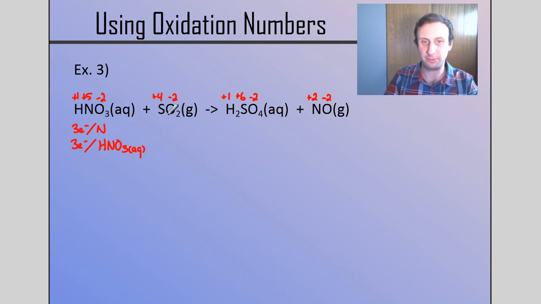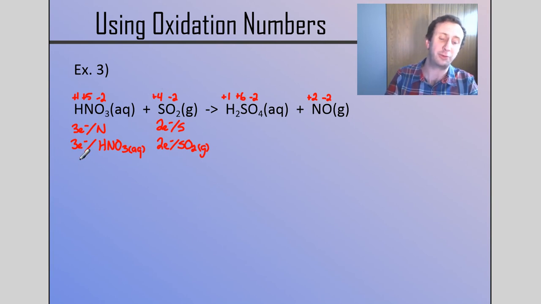When I look at sulfur, it goes from +4 to +6. So I have 2 electrons per sulfur, which means that I have 2 electrons per SO2 because again, it's the same number. I have 1 sulfur in each SO2, so it's going to be 2 electrons per sulfur, a change of +4 to +6. So 3 and 2 are going to meet up at 6 in total. So I need a 2 for nitric acid, and I need a 3 for SO2. So I'm going to lock in those coefficients for the reactants. I have a 2 here, and I have a 3 here.